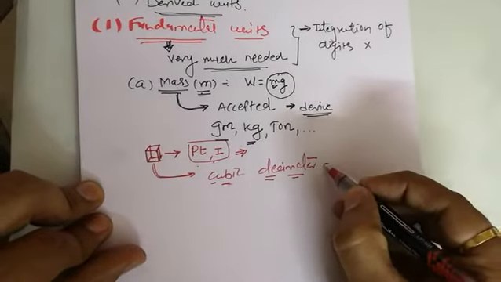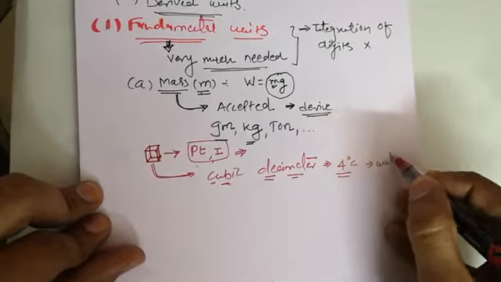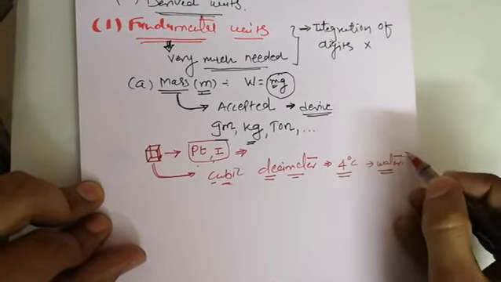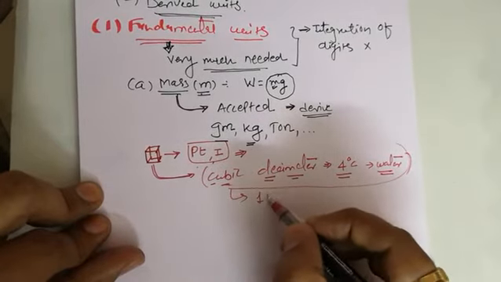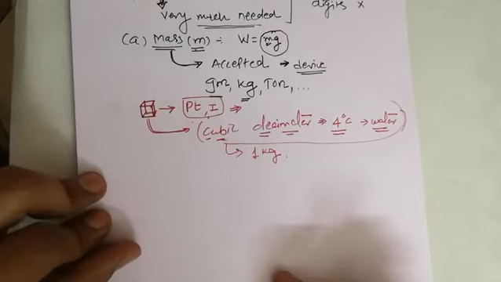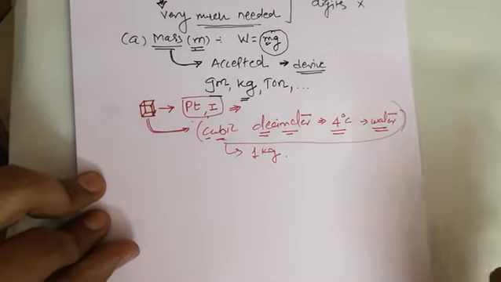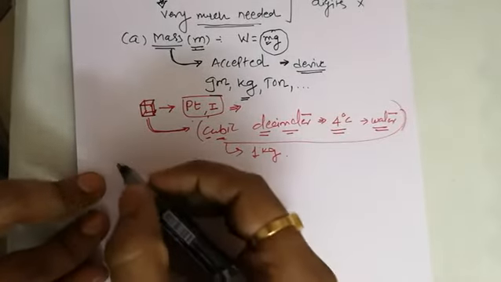Into this cubic decimeter, if we are putting water at 4 degrees Celsius, then this entire thing will lead to 1 kilogram. So for platinum iridium, there is one standard. It is called the International Bureau of Weight and Measurement.